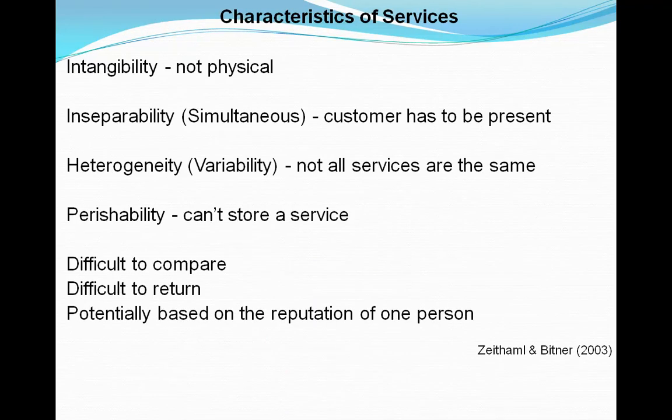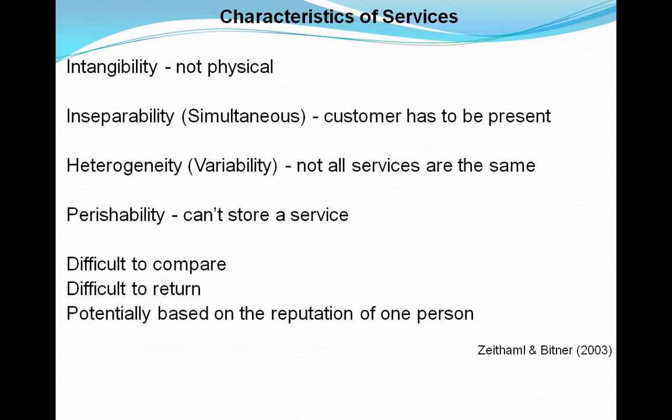Okay, characteristics of services, as we said before, they're intangible, so they're not physical. So how do you promote them? So if you think about a holiday, yeah, you do it via a brochure, for example. A holiday brochure obviously tells you the nicest bit of the holiday, but how much is it actually going to tell you.